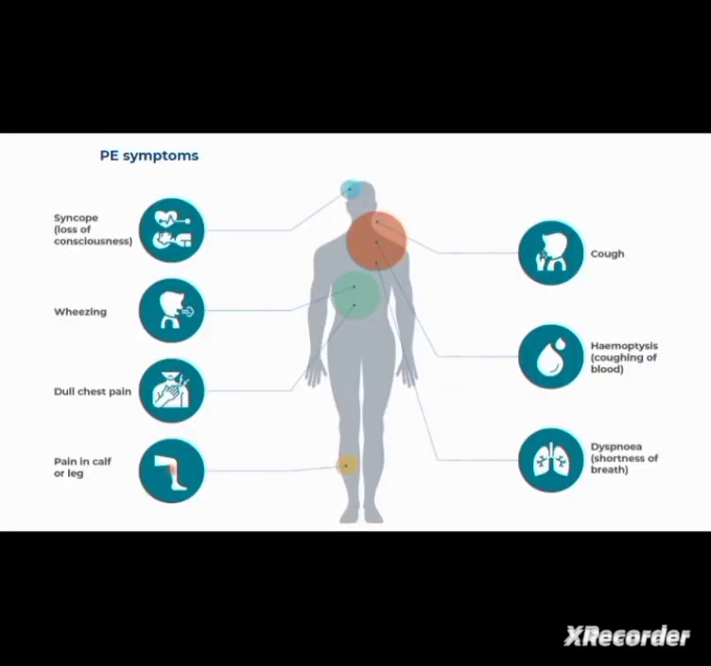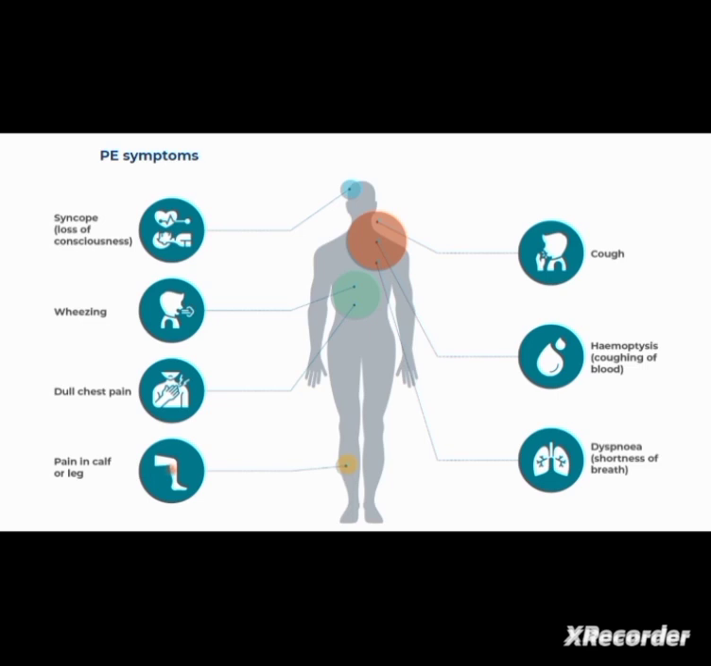Then regarding the symptoms of pulmonary embolism, we have studied that ultimately it leads to shock. So most of the time when we find that the patient has pulmonary embolism, the main feature is syncope. Most of the time the person may suddenly lose consciousness. Then there may be a chance for wheezing, dull chest pain, then pain in calf muscles. That means DVT, deep vein thrombosis. So a thrombus will be there, and this thrombus will be dislodged or moved into the circulation, may enter the pulmonary circulation and ultimately lead to pulmonary embolism.